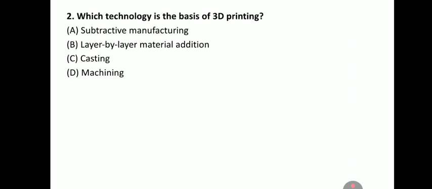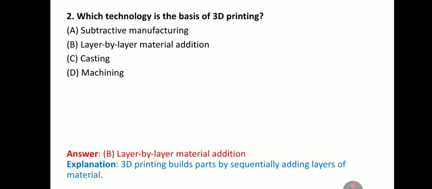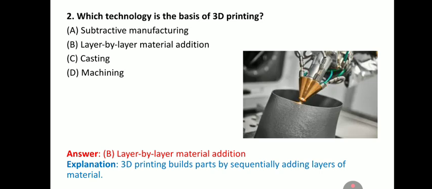Next question, which technology is the basis of 3D printing? The answer is layer by layer material addition. So in case of 3D printing, we add the material layer by layer so as to get a final component.